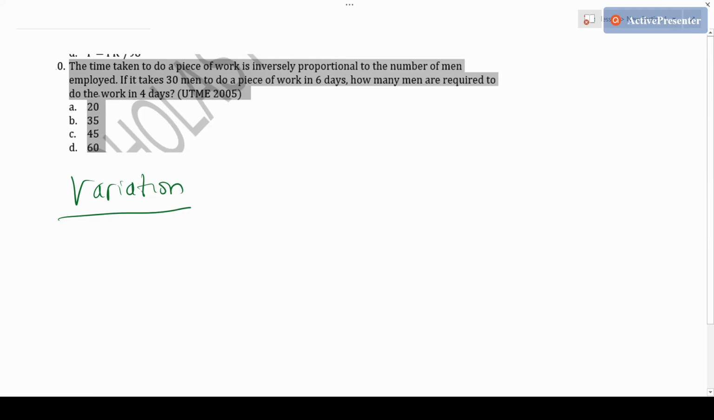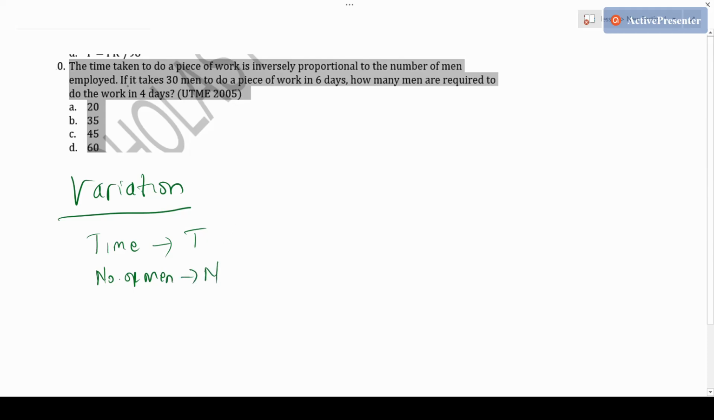So if you get a sentence, you can just write down what you get from the sentence, then you take it bit by bit. So let's take the first bit. They said the time taken to do a piece of work is inversely proportional to the number of men. One thing I could get from this is that we have a quantity called time, which we'll represent with t. Then we also have the number of men, which we'll represent with n.